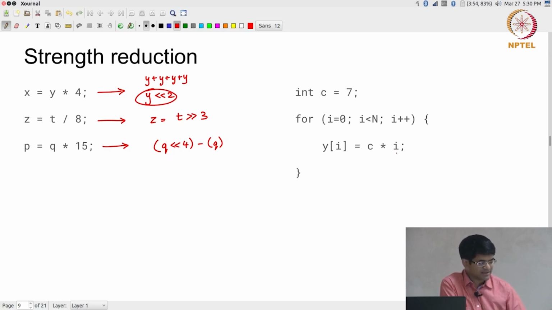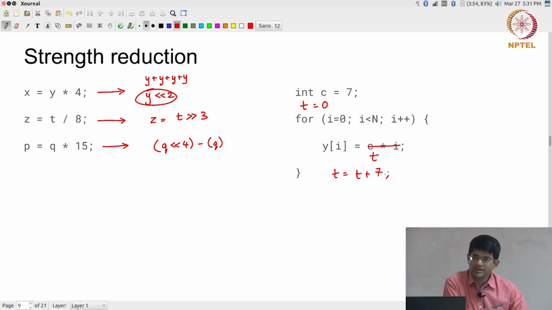Supposing you had something like this, you have some int c equal to 7 and a for loop that basically says y of i is equal to c into i. Okay. What can you do over here? Both c and i are changing, right. So how would you go about it? You can keep track of a temporary value over here, and you can basically say y of i is equal to t and then t is equal to t plus 7, right.